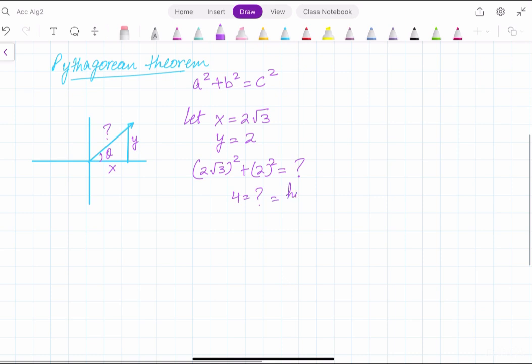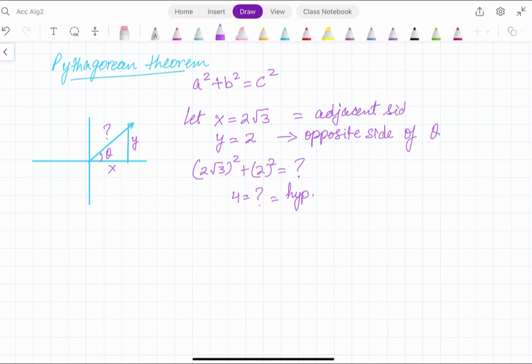So my answer will be 4, and this is nothing but the hypotenuse. Clear? Now, what is y in this case? Y is opposite to theta and x is adjacent to theta. So this is whatever we have discussed right now. Most of it is a recap of geometry except the 3 new trig ratios that you learned just now: cosecant, secant and cot.